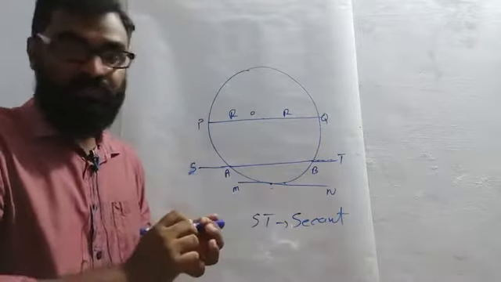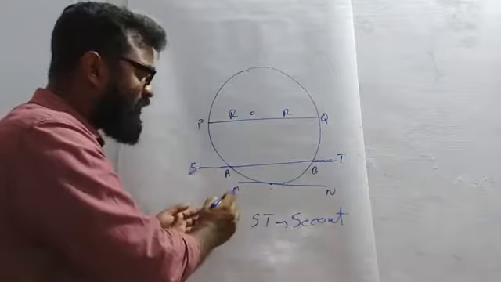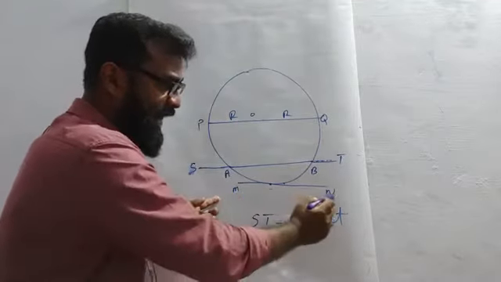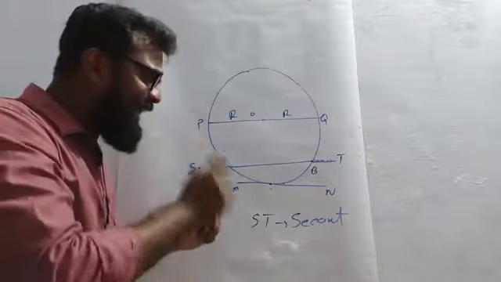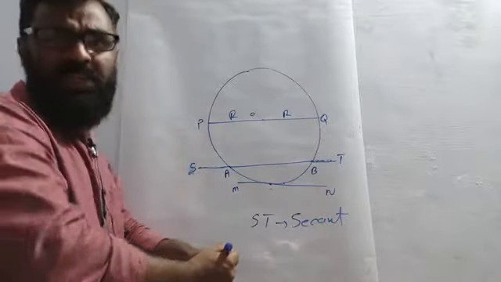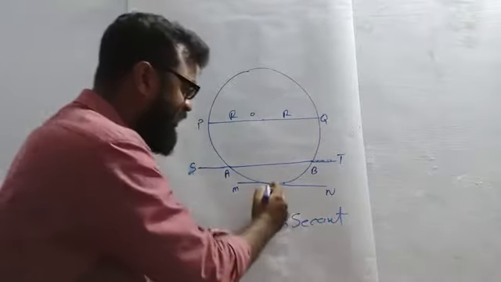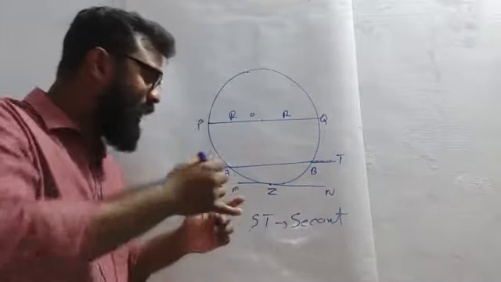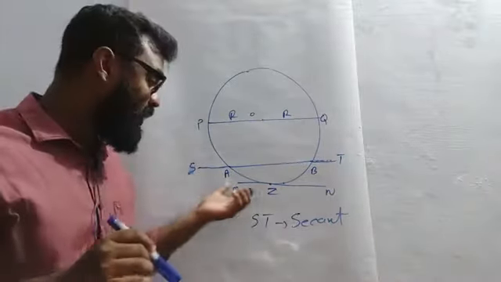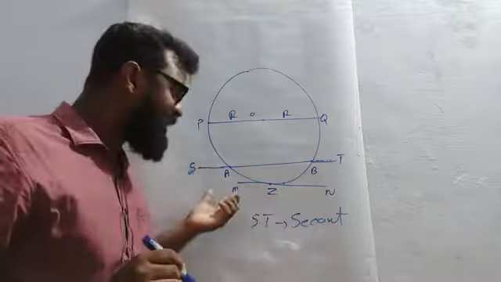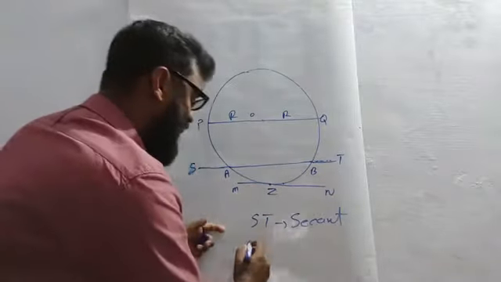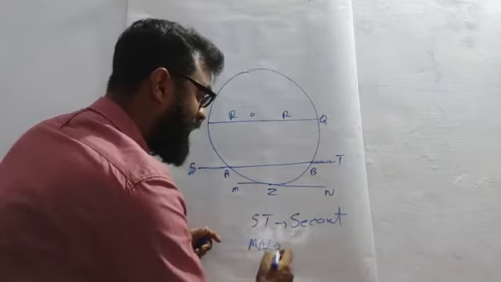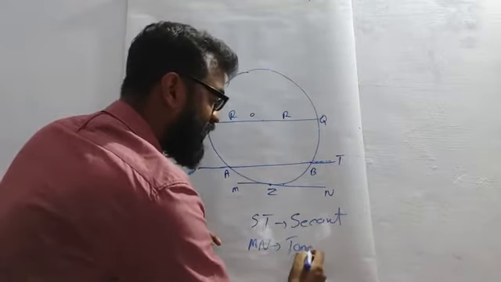Next, we are focusing on the line MN. What is the specialty of MN? MN is a line that touches the circle only at a single point, called Z. This type of line is called a tangent of the circle. So MN can be termed as a tangent of the circle.